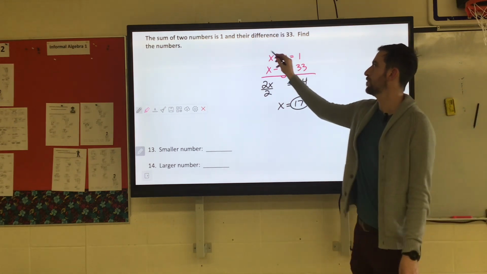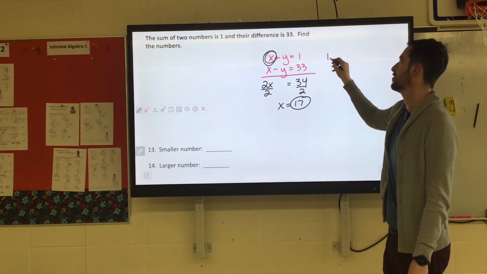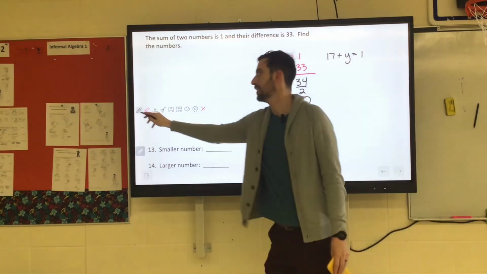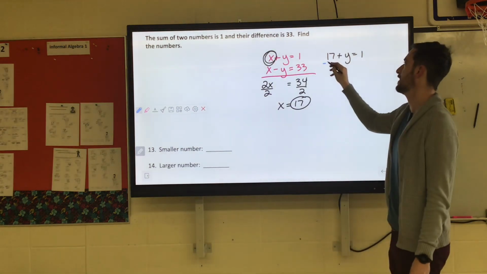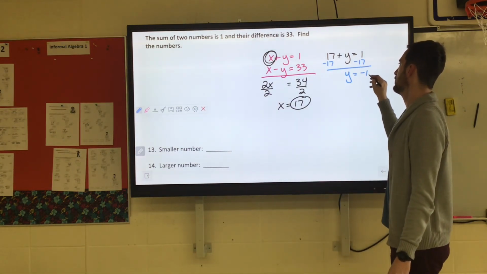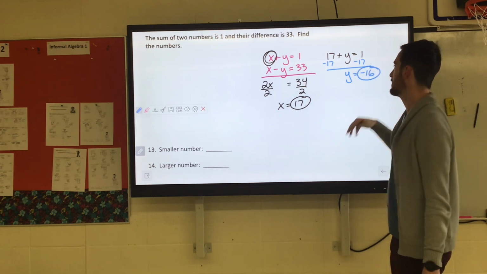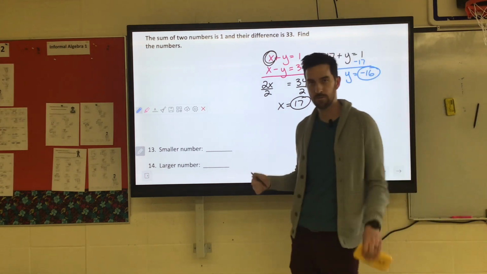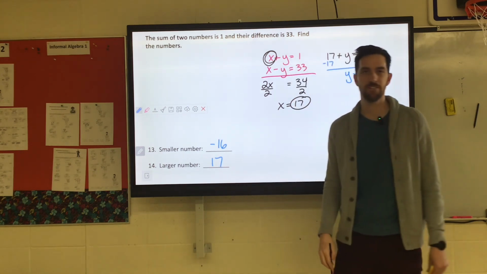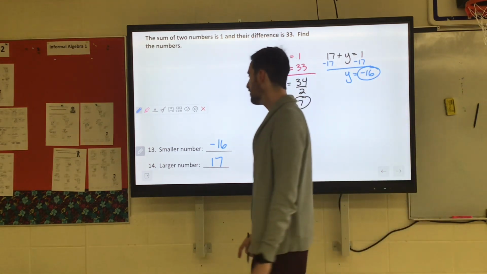So we could substitute that 17 for x. That would show 17 plus y equals 1. And then you would just subtract that 17. And the other number is negative 16. So our two numbers are 17 and negative 16. Which one's smaller? Obviously the negative. Don't be ridiculous. All right.